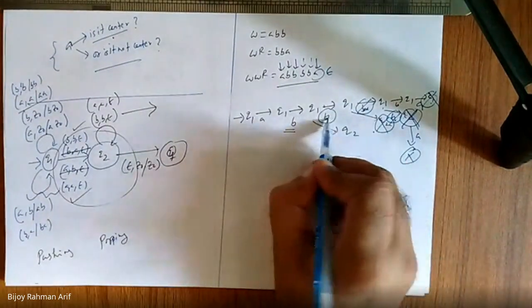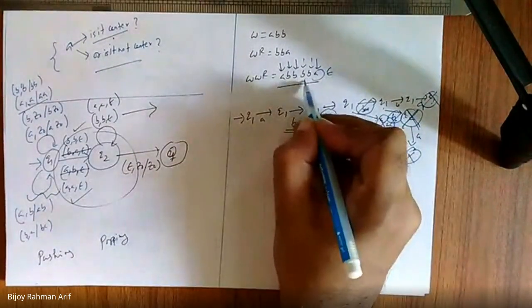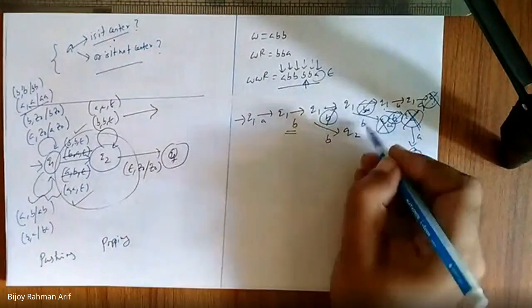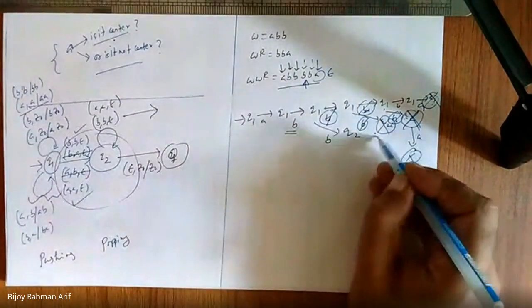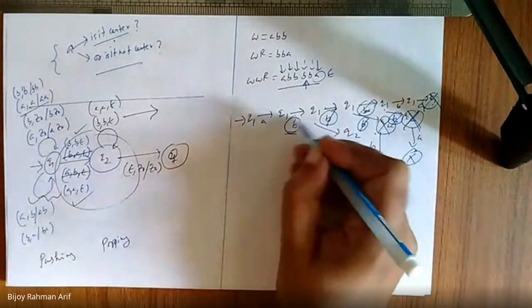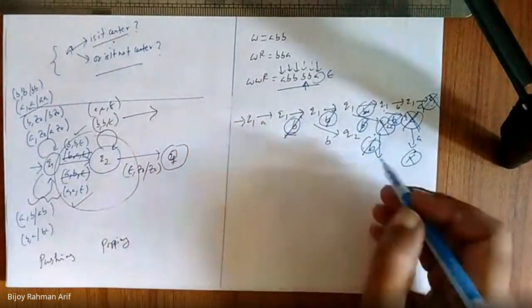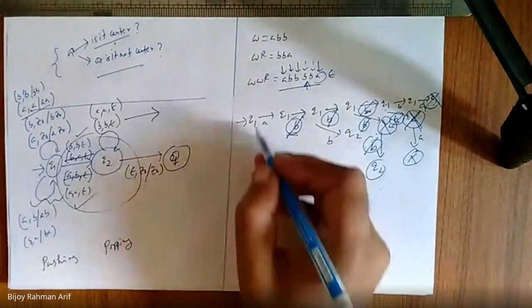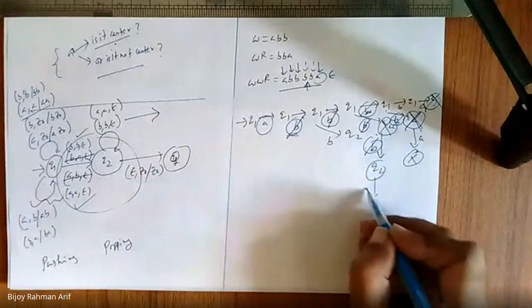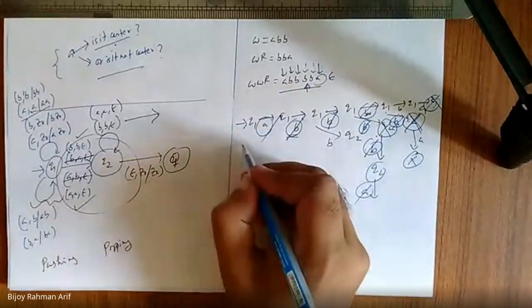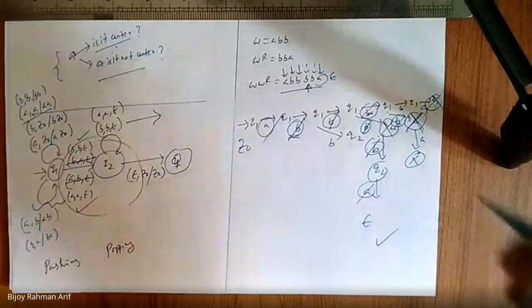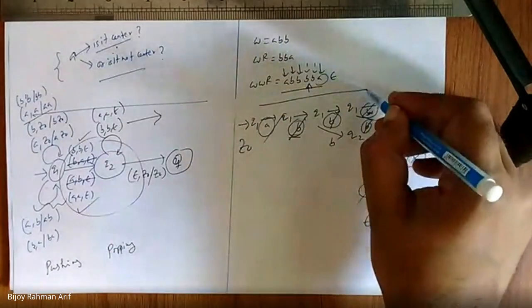Top of the stack is B. I get a B. So this B, I'm going to pop. Then again, I get a B. Top of the stack is B. I'm again going to pop. Then top of the stack is A. I get an A. Again, I'm going to pop. Now it is Z naught, it is epsilon. I'm going to accept. So this is the accepting path.